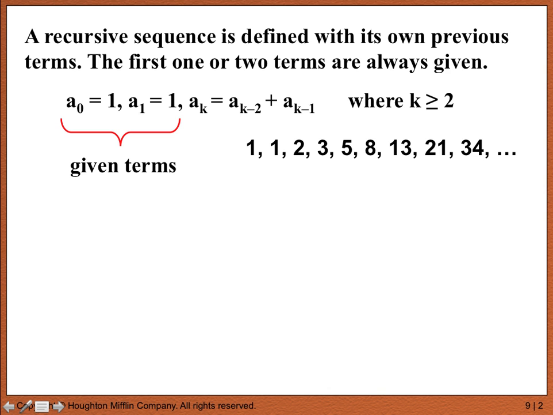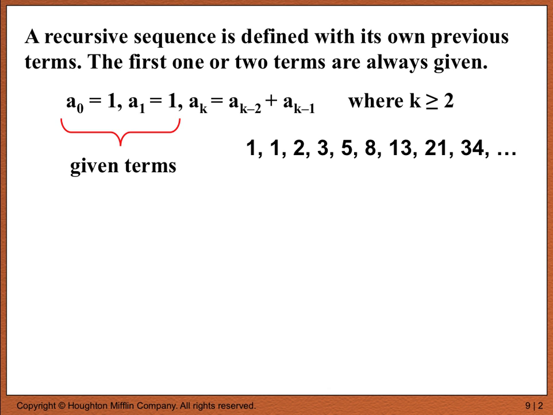Now look at the pattern of the following terms. Notice that 3 here is the sum of 2 and 1. Notice that 5 here is the sum of 2 and 3. Notice that 8 here is the sum of 3 and 5. 13, the sum of 5 and 8. 21, the sum of 8 and 13, and so on. So visually we can see that each term, once we get past a sub 1, is defined in terms of its previous two.